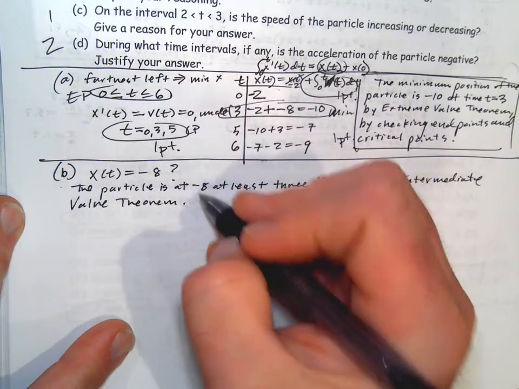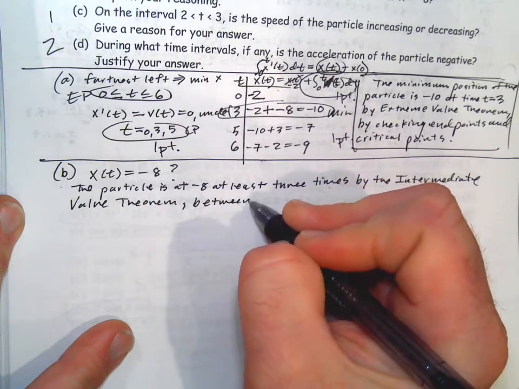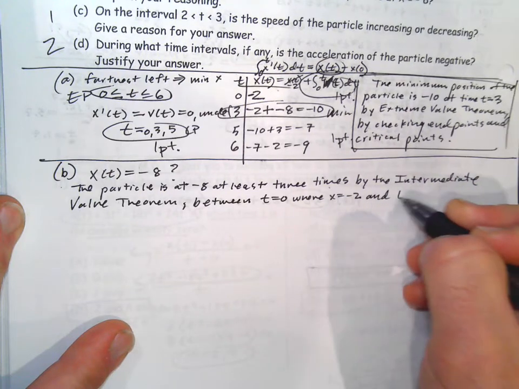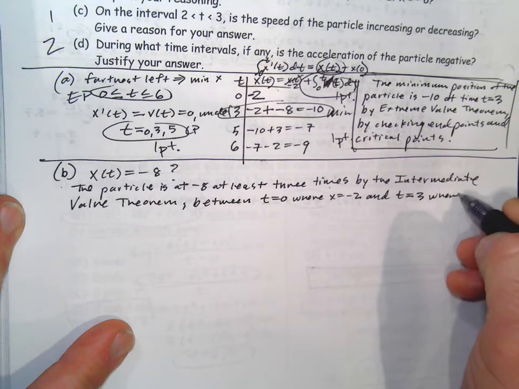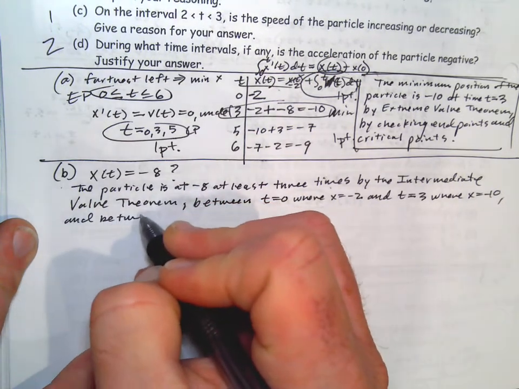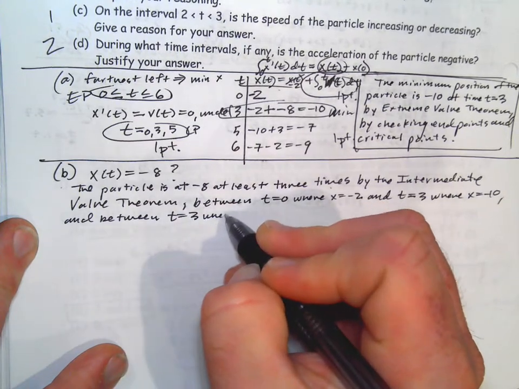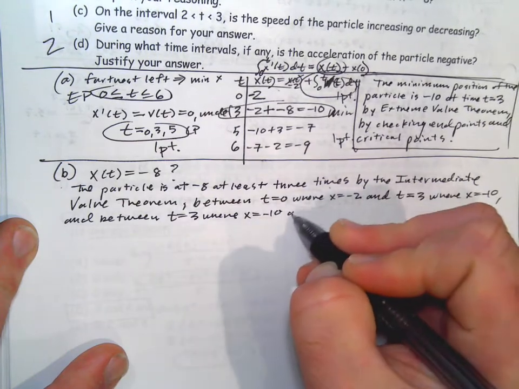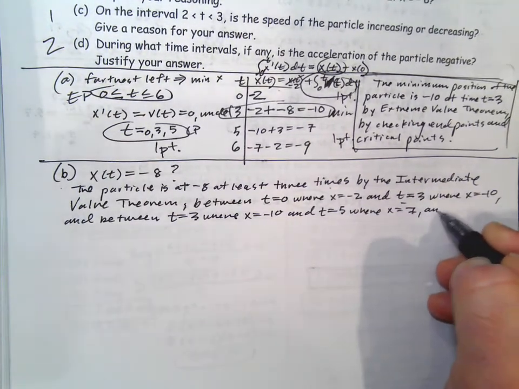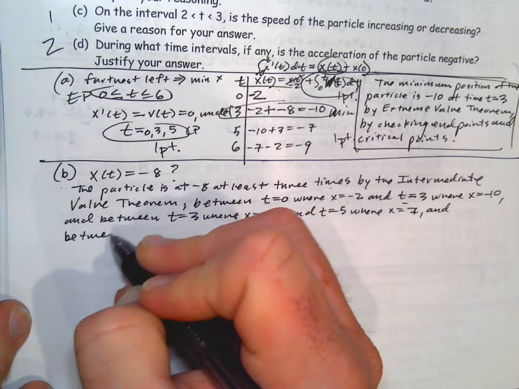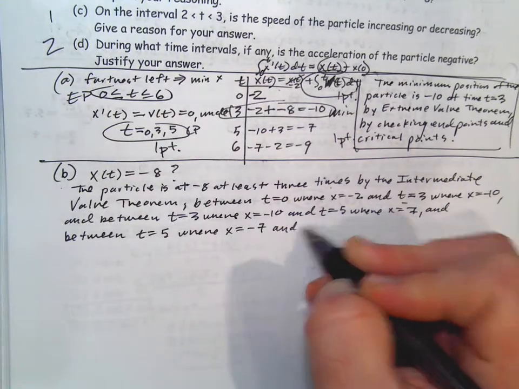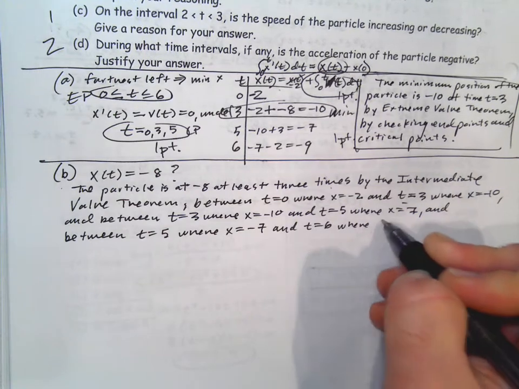So we could say more specifically between time equals 0, where x equals negative 2, and time equals 3, where x equals negative 10, and between time equals 3, where x equals negative 10, and time equals 5, where x equals negative 7, and between t equals 5, where x equals negative 7, and t equals 6, where x equals negative 9.